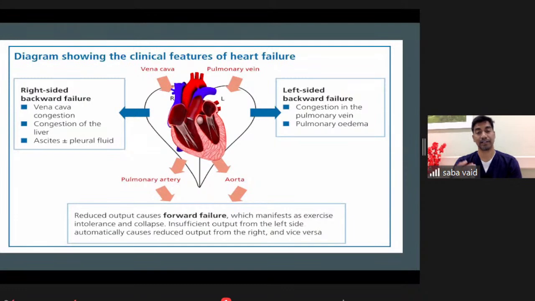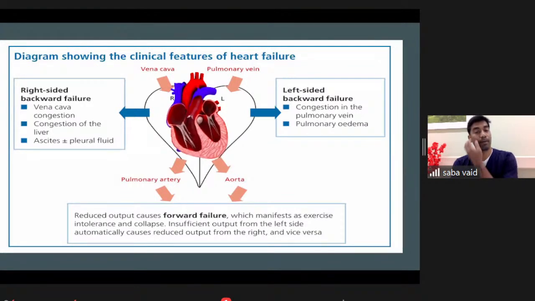As a result, there is a vena cava congestion of blood, which leads to congestion of all the organs which drain blood into the vena cava. I'm talking about liver congestion, gut congestion, congestion of the kidneys, ascites and peripheral edema. So technically, a patient who's got a right-sided failure will have congestion all across the body, and as a result, profuse edema or anasarca, that's what we call.